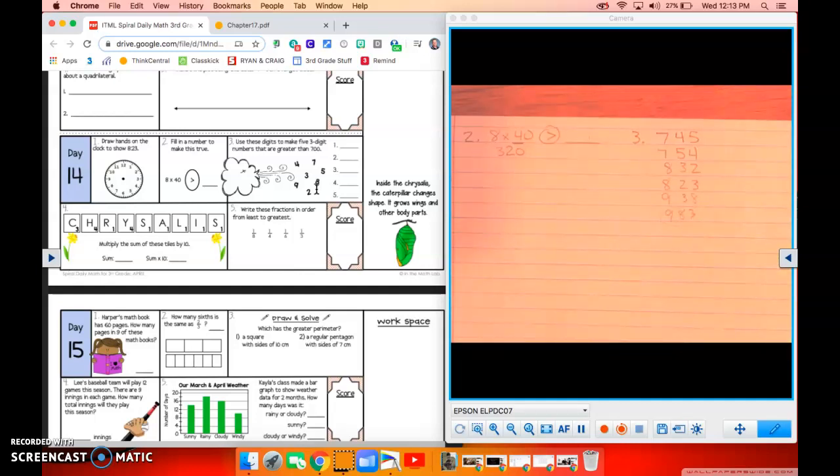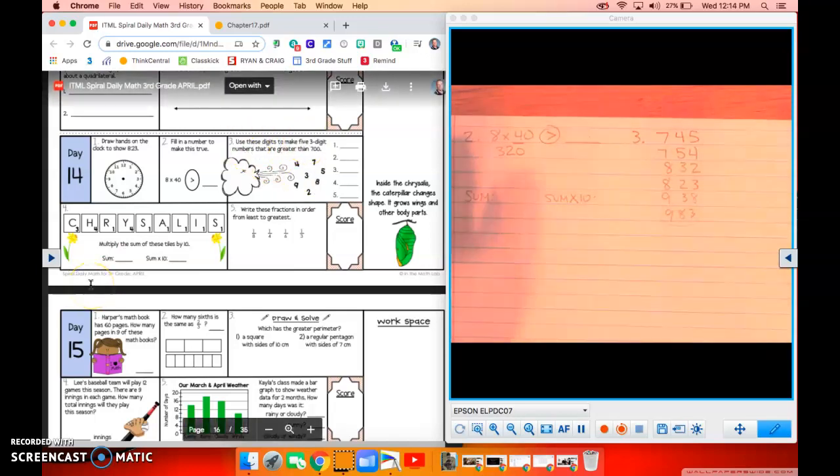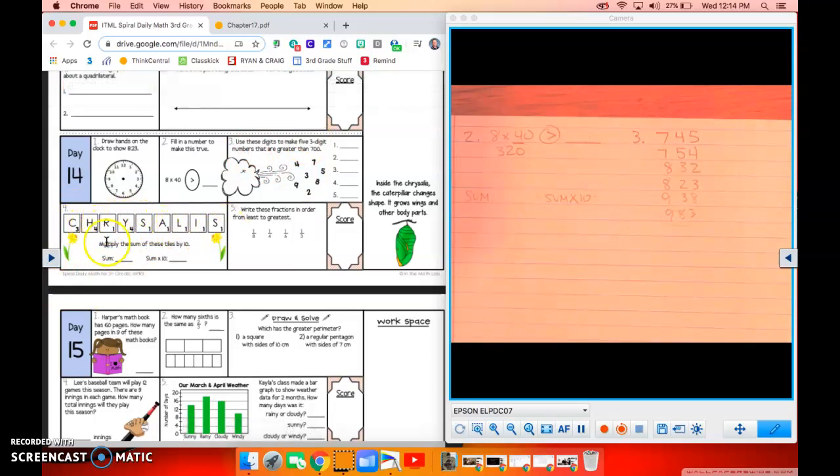Number 4. Multiply the sum of these tiles by 10. Well, first we got to figure out what the sum is. Then we can figure out the sum times 10. So first, let's add them all together. Remember, we got to add them to get to the sum, right? So I see 3, 4, 1, 4, 1, 1, 1, 1, 1.